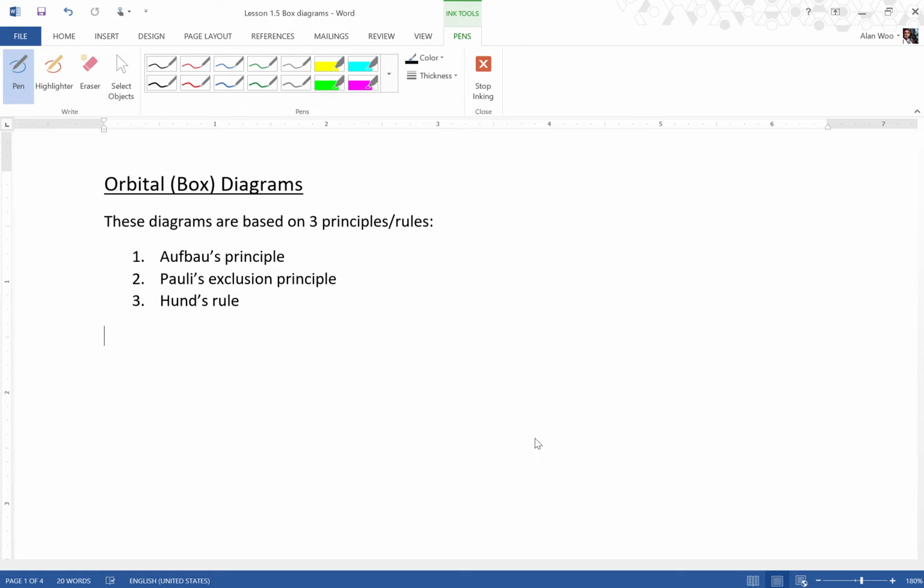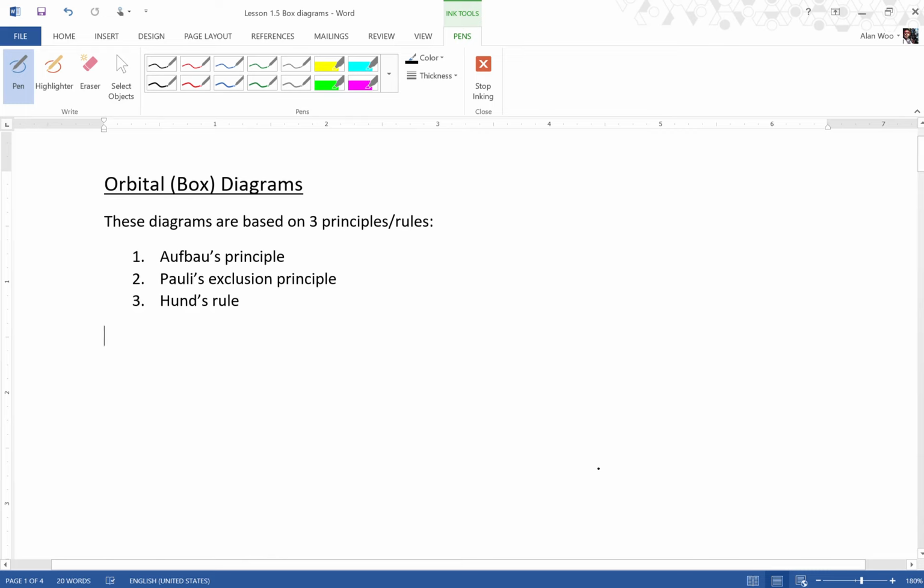All right, so orbital box diagrams are based on three principles or rules. The rules are listed out at the bottom here. So we have the Aufbau principle, Pauli's exclusion principle, and Hund's rule. All three of these will come into play, and I'll identify them when we actually need them.